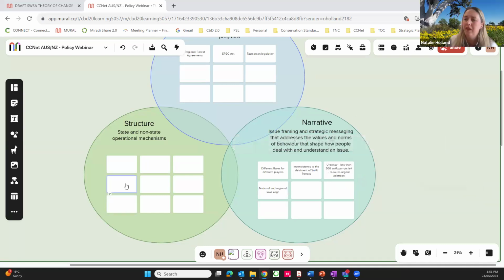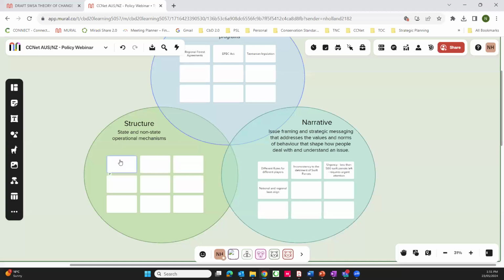Awesome. Anything on the structure side of things, the operational mechanisms of this? Well, I guess other than the agreements themselves, because that's sort of the mechanism, unless I'm getting a little bit confused there. And I guess by the diagram, there's the overlapping between them.